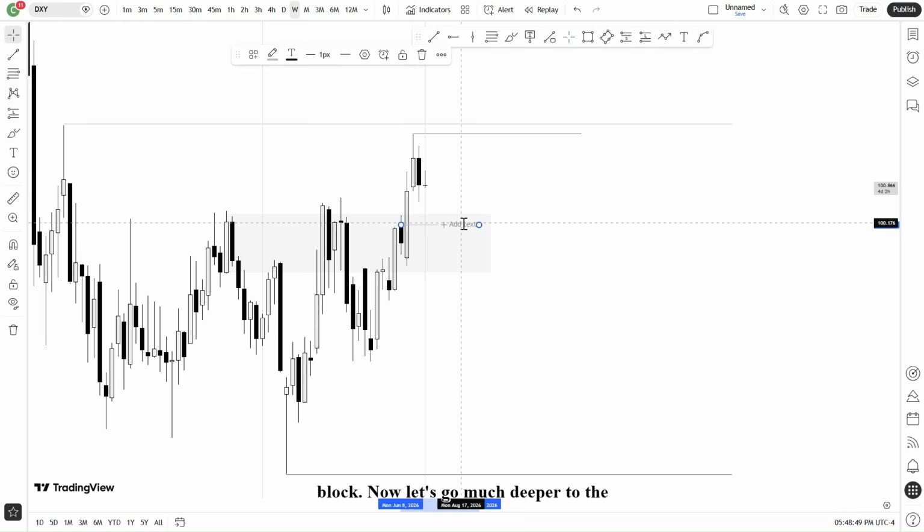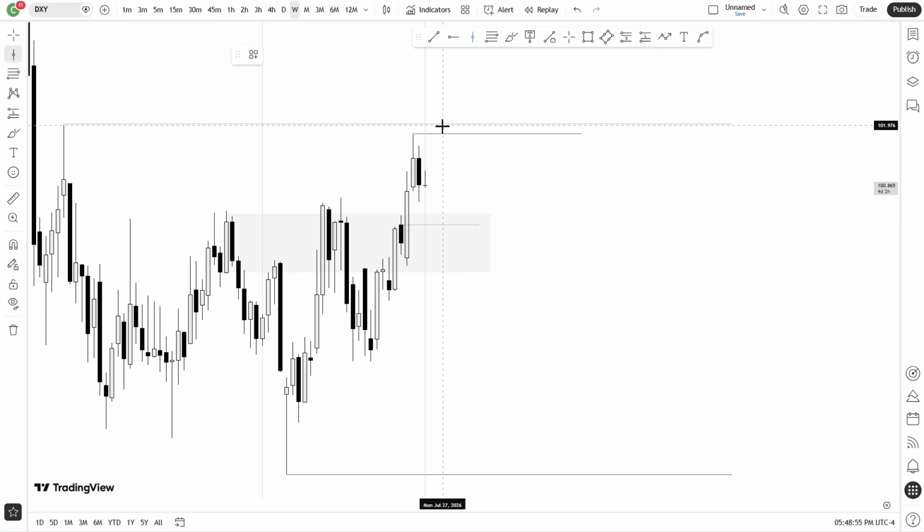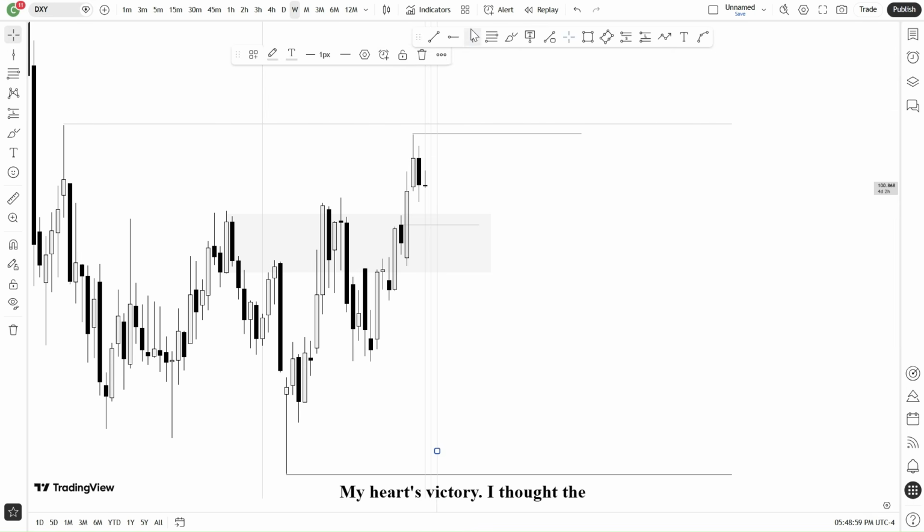Now let's go much deeper to the daily time frame and let's boil it down. So this is the open of the new month. Let's mark out week 2, mark out week 3, mark out week 4, and go to the daily time frame.